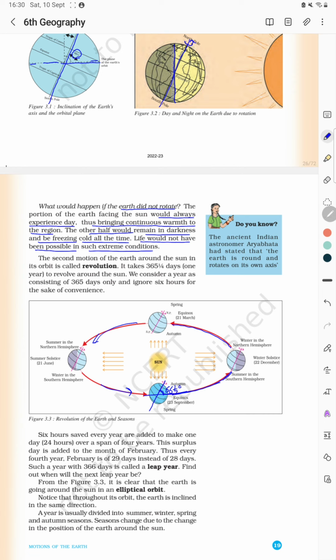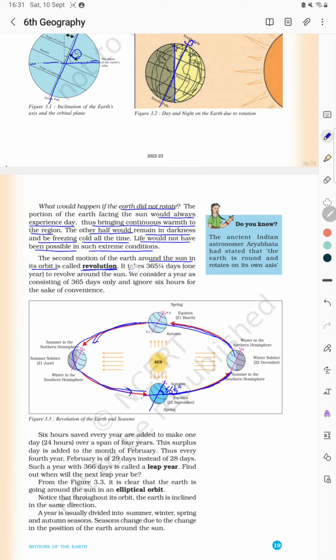Okay, so the second motion of earth around the sun is orbit, is revolution. Means the second motion of earth, one is rotation we have discussed, the second is revolution. Revolution is the movement of earth in its orbit around the sun. So this is earth, this is earth's orbit, earth is moving in this direction around the sun. So this is a revolution.